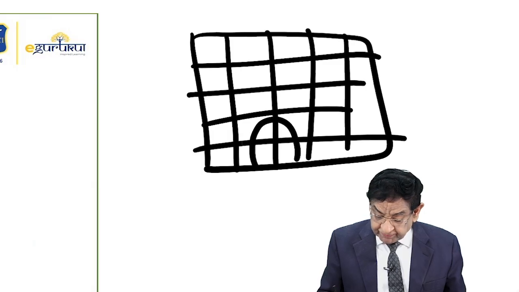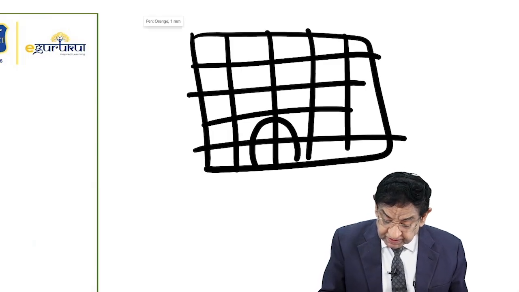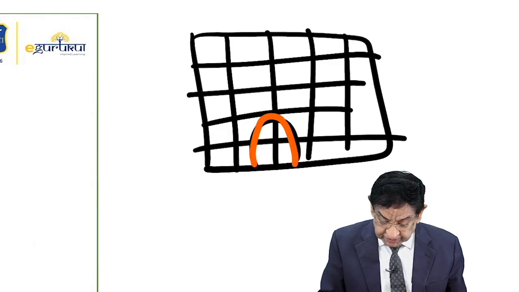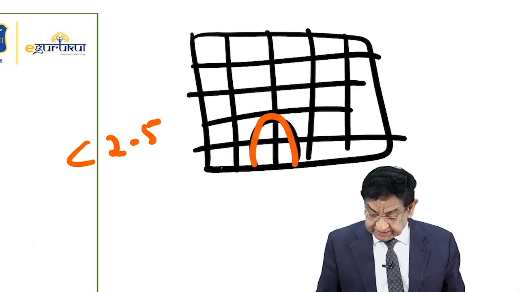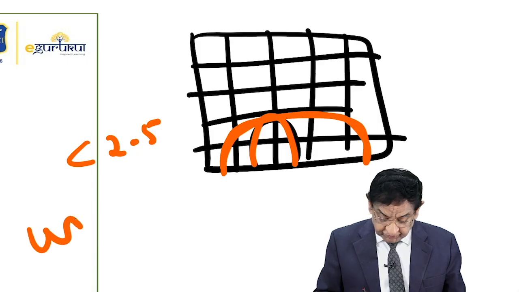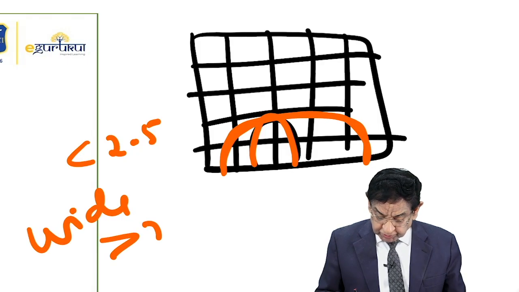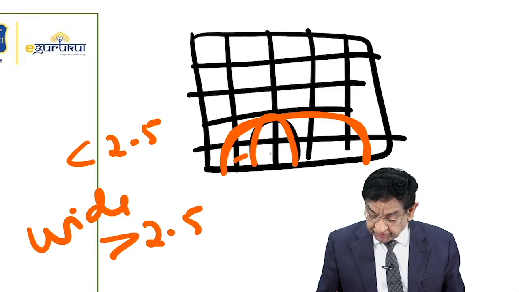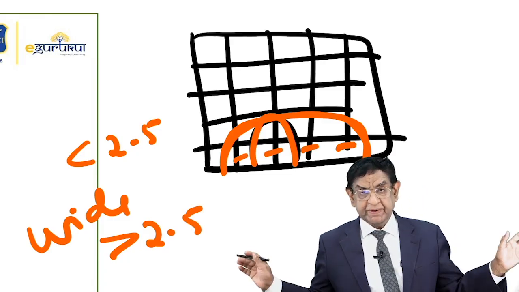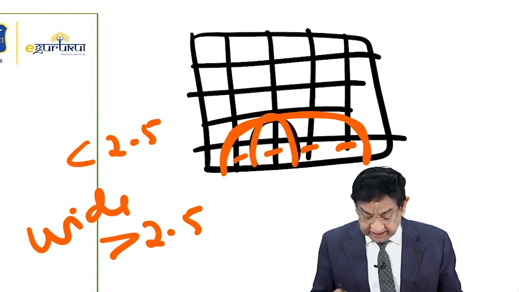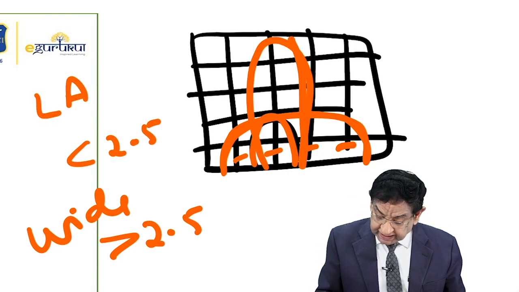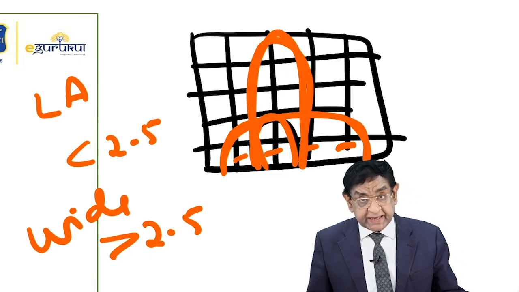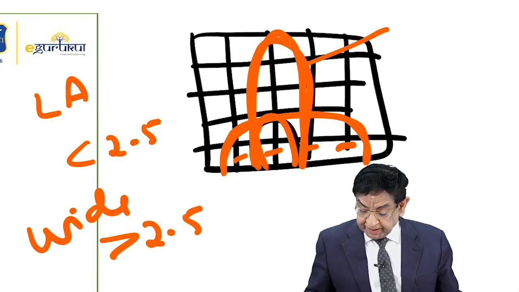Normal P wave, height and width, both are less than 2.5 small square. If LA enlarges, the P wave height is normal, but it's a wide P wave. Wide P wave means that it is more than 2.5 small square. Here you can see 1, 2, 3, 4. Wide P wave is P mitral, that indicates LA enlargement. And if the RA is enlarged, then we get P pulmonale.